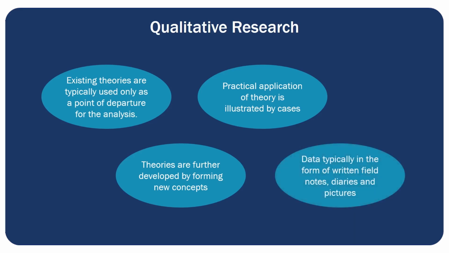So now what kind of data do we find here? Data are in the form of written field notes, diaries or pictures, mostly in a written and narrative form, or mostly an ethnographic kind of form.